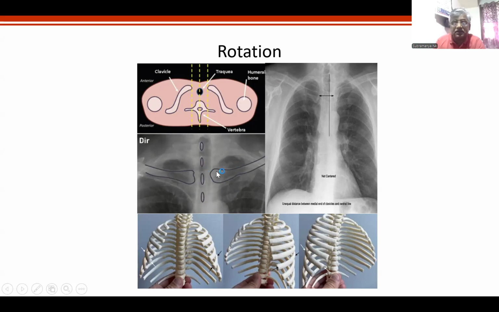Now please understand the medial ends of the clavicle here, the medial ends of the clavicle here, and the spine. The spine should be equidistant from the medial ends of the clavicle if the chest X-ray does not have any rotation. This is a perfect example of non-centering. These are the spinous process. Can you see? And this is the medial end of the clavicle. So this patient is rotated to the left because the right end is exposed. If you rotate to the left, the right gets exposed.